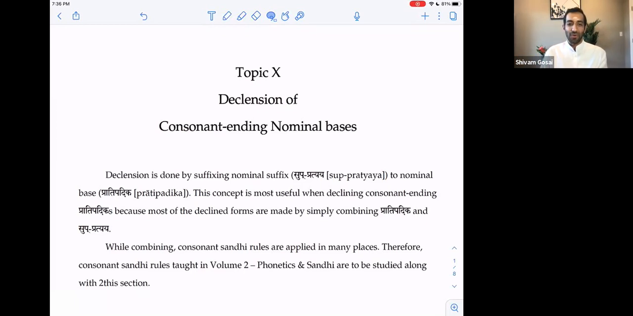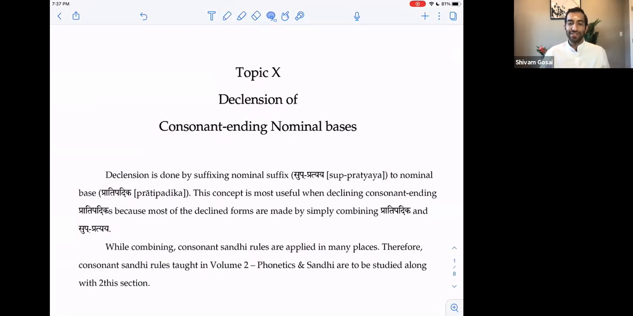So we just finished vowel ending pratipadika, which we call ajanta, ach-anta, ajanta pratipadika. This is consonant ending pratipadika, so we call that Halanta Pratipadikam. Hal is the Maheshwara Sutra for all the consonants.